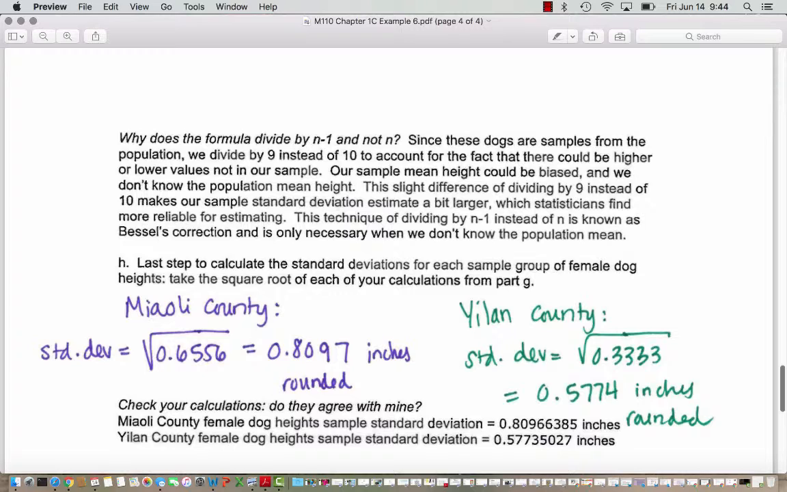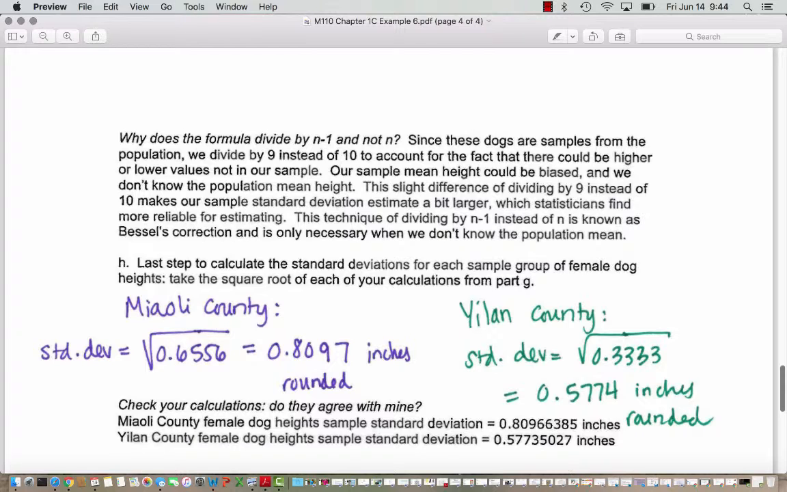This technique of dividing by n minus 1 instead of n is known as Bessel's correction and is only necessary when we don't know the population mean. Now in real life, most of the time I don't know the population mean when I'm doing statistics calculations, so most of the time I use this Bessel's correction.